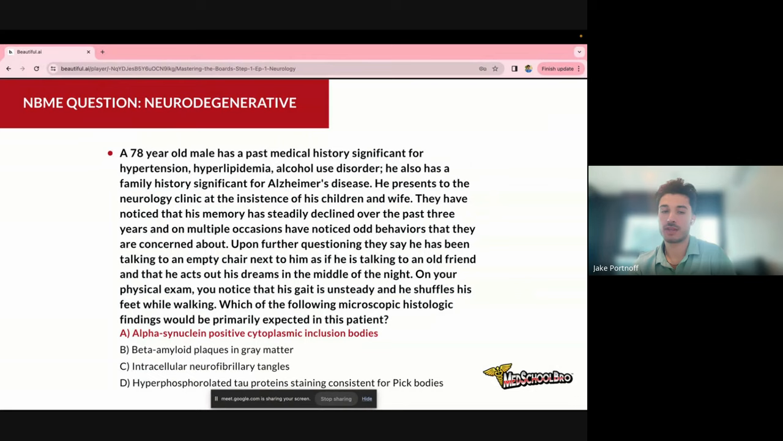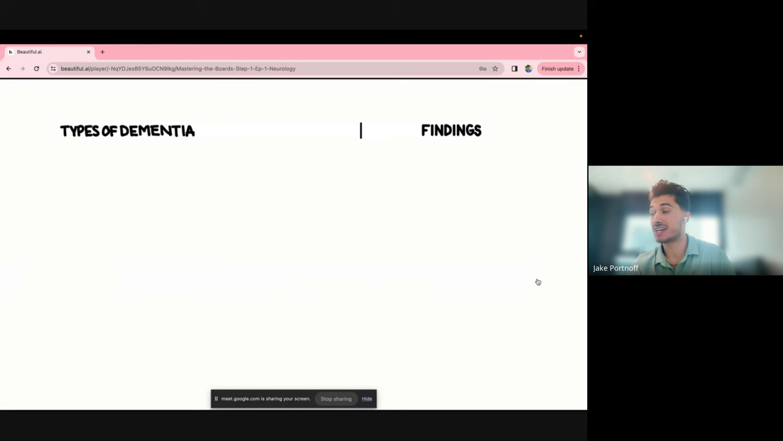So I wanted to take this opportunity to go through the types of dementia. What I'm going to do is have a finding pop up here, and I want you to tell me what type of dementia you're expected to see. So intracellular Lewy bodies is what type of dementia, guys?